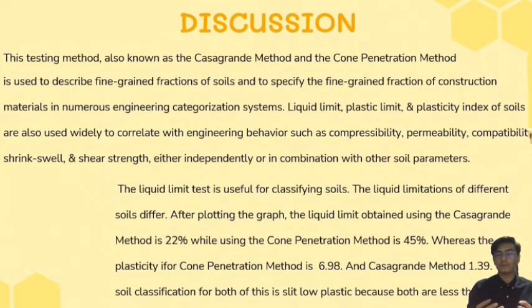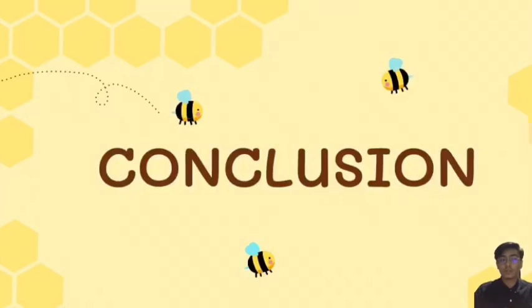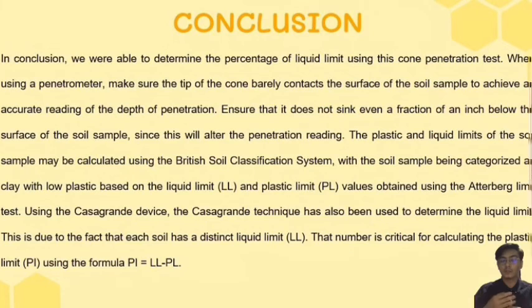After plotting the graph, the liquid limit obtained using the Casagrande method is 22%, while using the cone method is 45%. Whereas the plasticity index for the cone method is 6.98 and for the Casagrande method is 1.36. The soil classification for both of these is slight low plastic because both are less than 7. In conclusion, we were able to determine the percentage of liquid limit using the cone test.